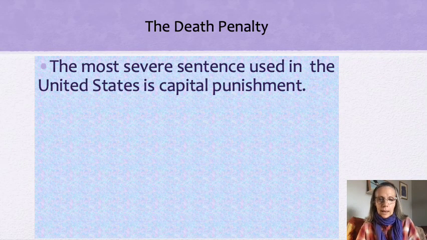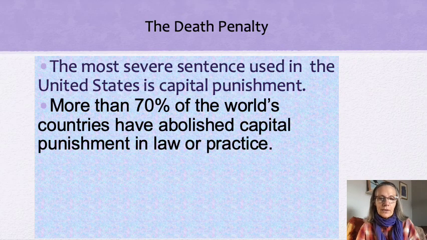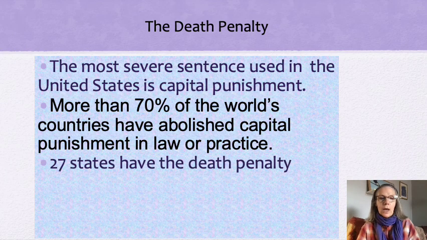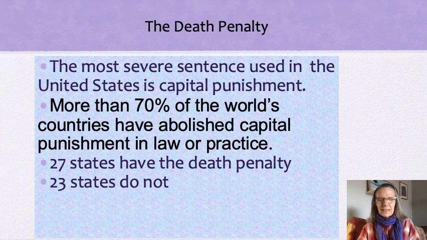So it almost goes without saying that the most severe sentence that you can receive in the United States is capital punishment. And the United States is an outlier in terms of nations using capital punishment or the death penalty as a punishment for a crime. More than 70% of the world's countries have abolished capital punishment in law or in practice. Today, 27 states have the death penalty. So, more than a majority of the states have that as a legal punishment.